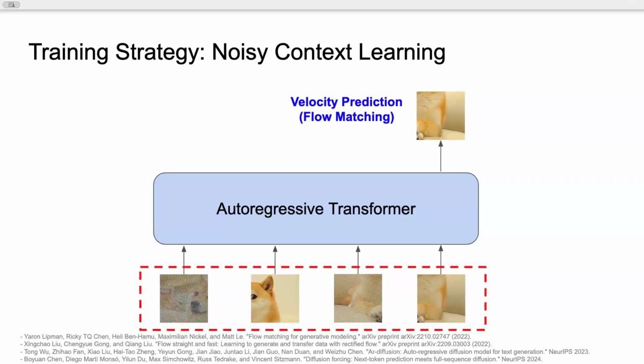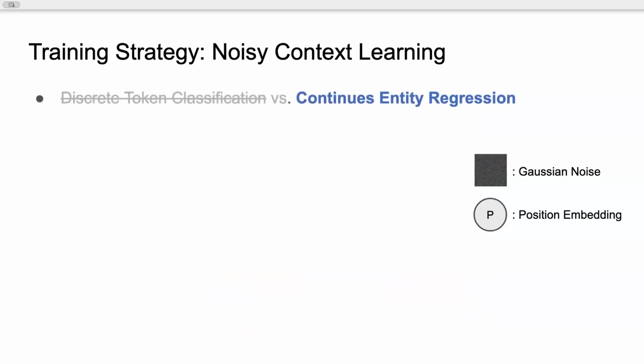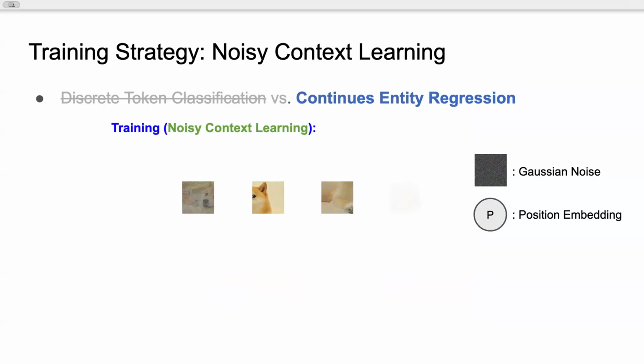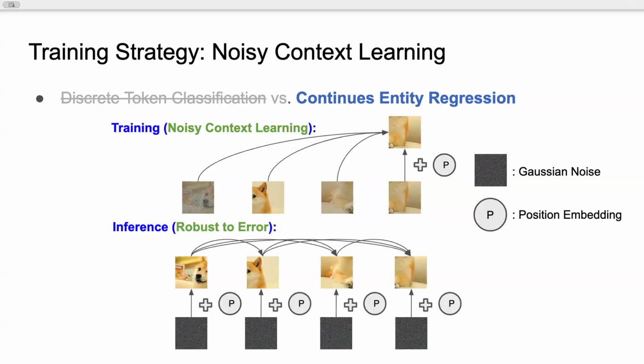Compared to previous teacher forcing, where you use all the clean cells as conditions, now we add a little bit of noise to the conditions. So noisy context learning transitions from previous discrete token classification to continuous entity regression. This is again an illustration of how noisy context learning performs: you add a little bit of noise to previous cells. During inference, XAR will first predict the current cell from Gaussian noise, and then given these estimated clean cells, we estimate the next cell from another Gaussian noise as well. This process repeats in an autoregressive manner.